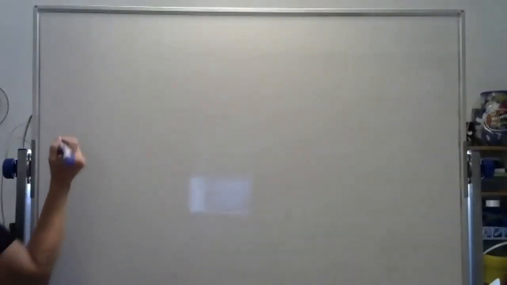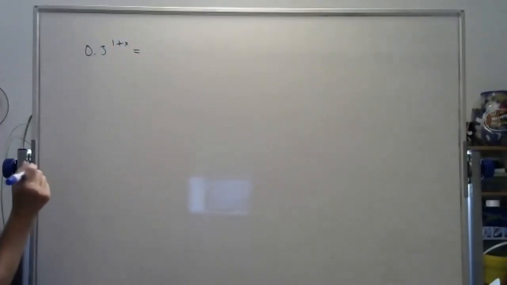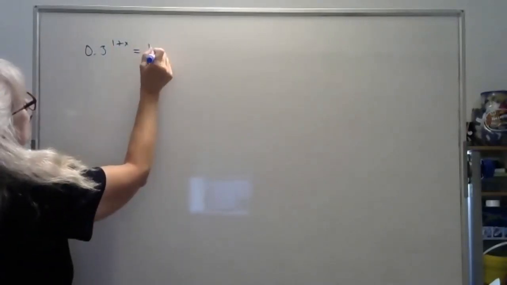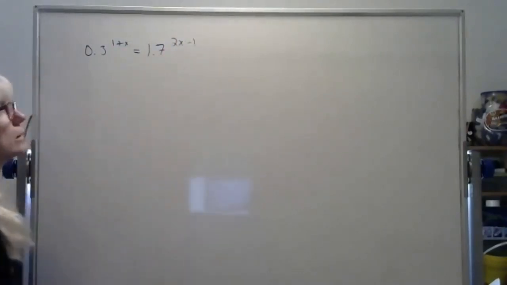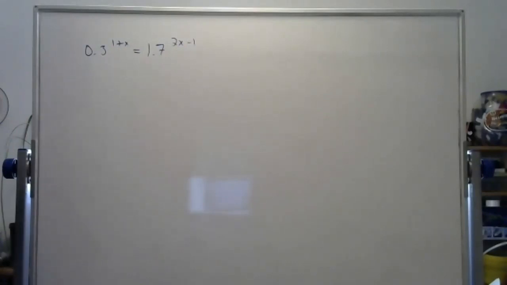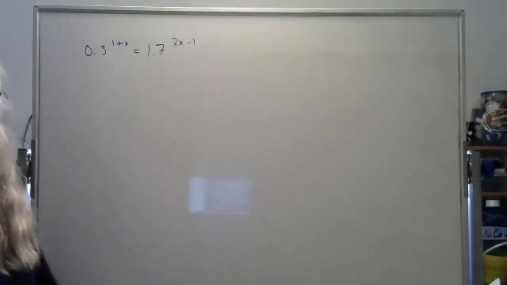Okay. So what if we have 0.3 raised to the 1 plus x, and that's going to be equal to 1.7 raised to the 2x minus 1. So the decimal of 0.3 raised to the 1 plus x equals 1.7 raised to the 2x minus 1. Each one already has just a single term on both sides, so we can skip the first step.